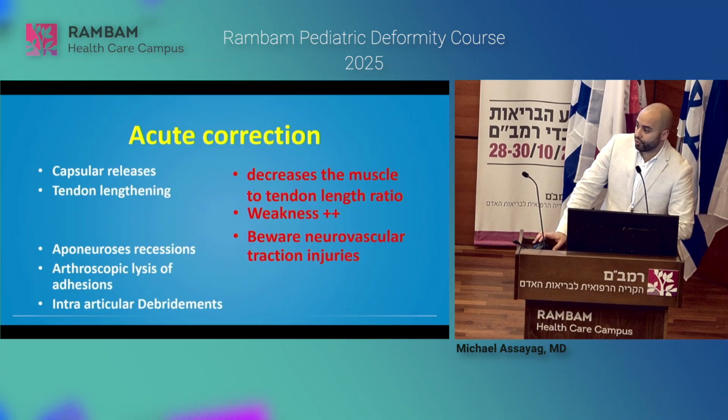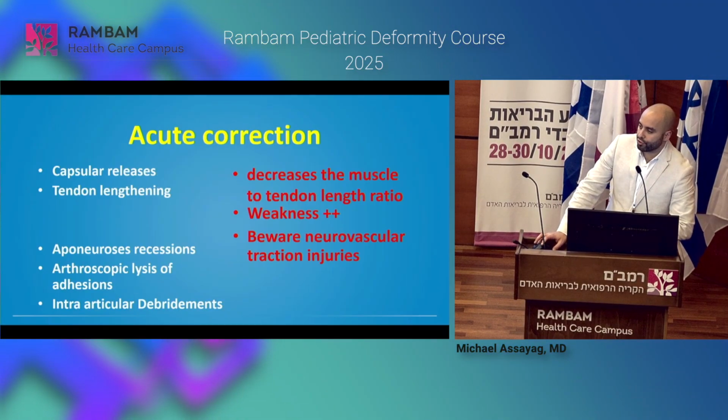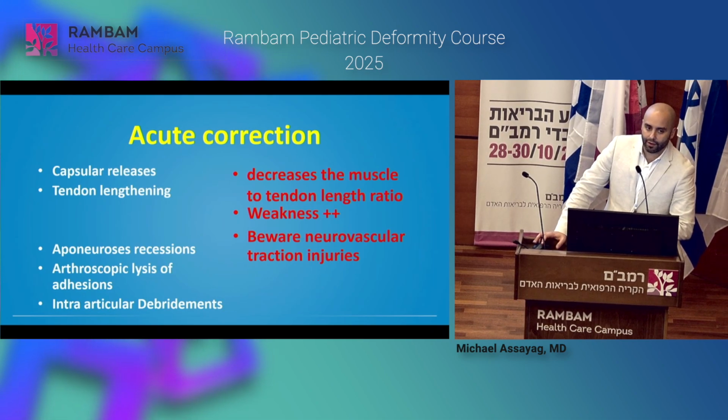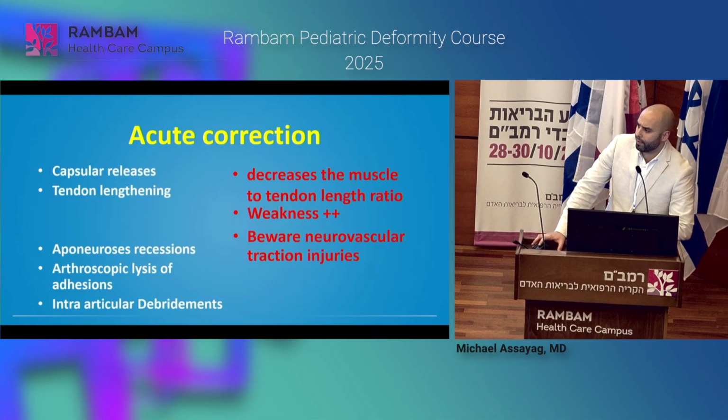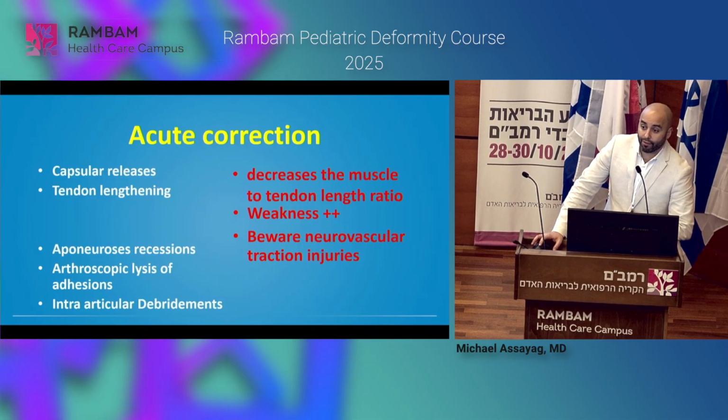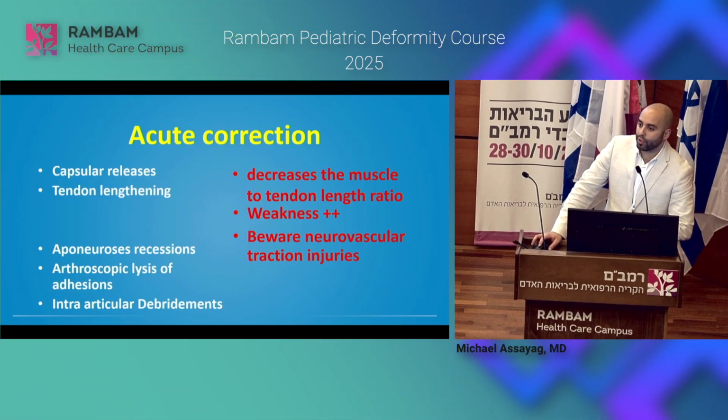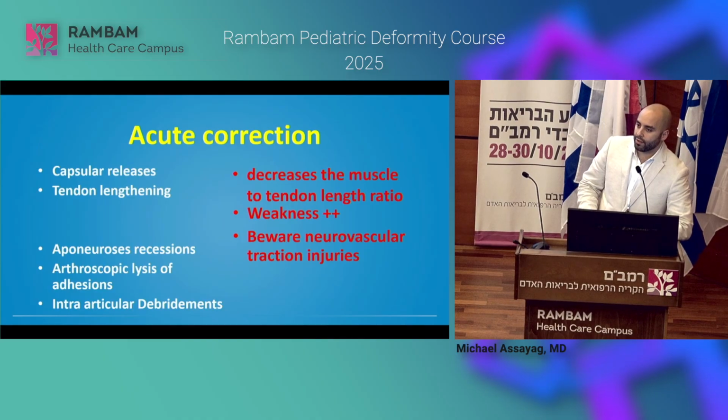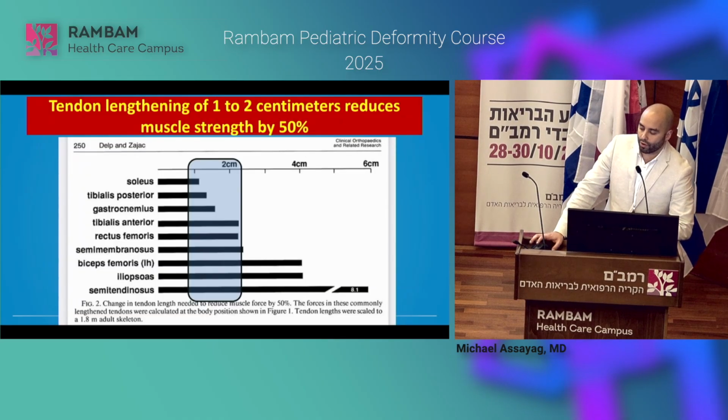Also, for severe contractures, neurovascular injuries can happen, right? So you might think you're doing the right thing by correcting acutely a 45-degree knee flexion contracture, but when the patient wakes up, they have a drop foot. Nobody won. Or at the end of correction, you lose the pulses, and all of a sudden you have to give up some correction and revert back to a gradual correction. So keep that in mind, that acute corrections can be a double-edged sword.